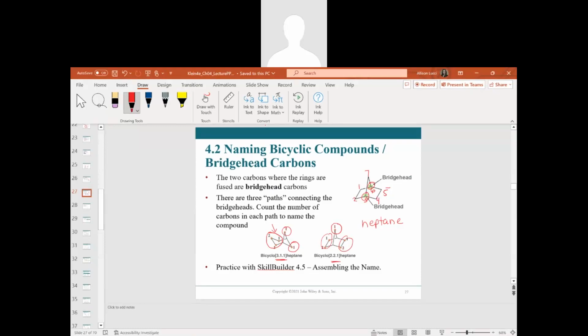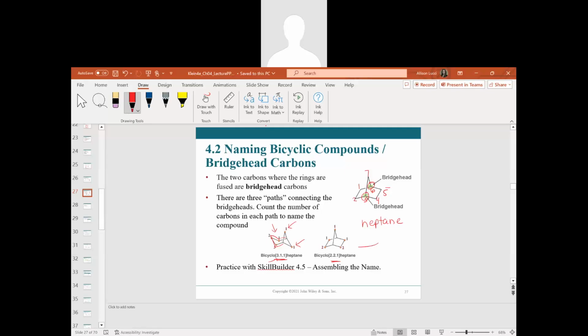You start at a bridgehead, you go down the longest bridge first. So say I start here, I'll go 1, 2, 3 carbons, and then back to my bridgehead. So that's where that number 3 comes from. So we have bicyclo 3, a 1 carbon bridge here, 1, and then 1 up here. Both of these second bridges, you could go down either path and it would give you 1 and 1. So altogether, we would have a bicyclo[3.1.1]heptane.